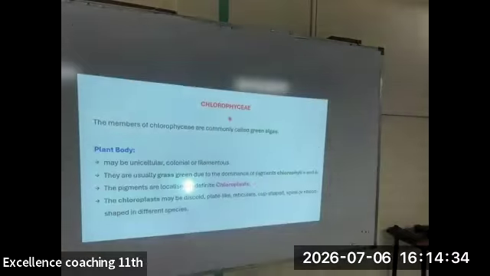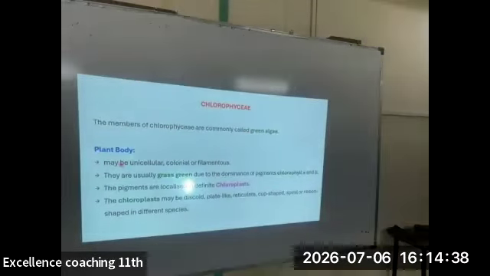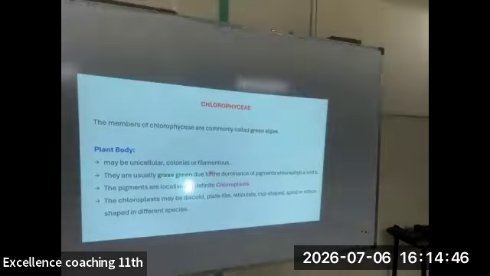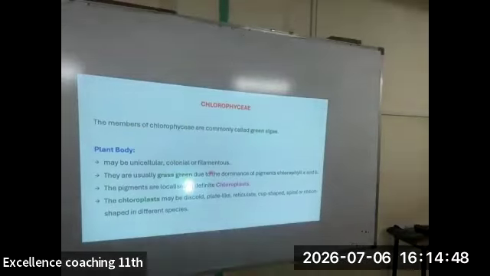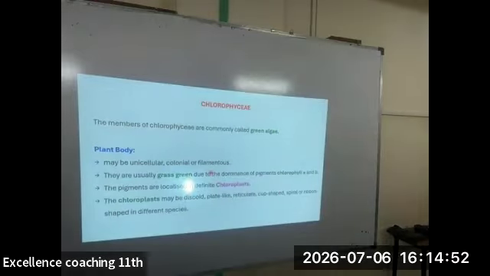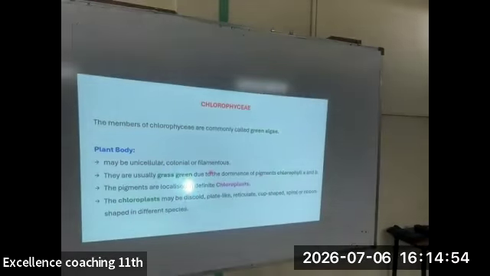Okay, so the first one is Chlorophyceae, which is also called green algae. The plant body is made up of what? It is unicellular, meaning only one cell, colonial or filamentous. Colonial means they are in colonies, like a housing board colony, this colony, that colony. So they are living all together. Filamentous means long thread-like structures.